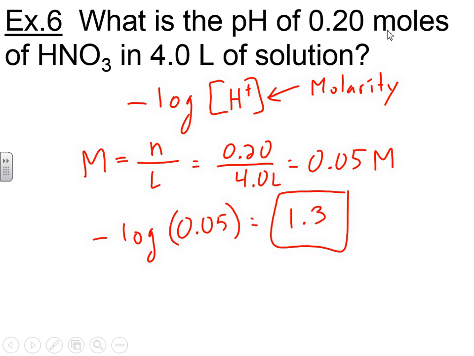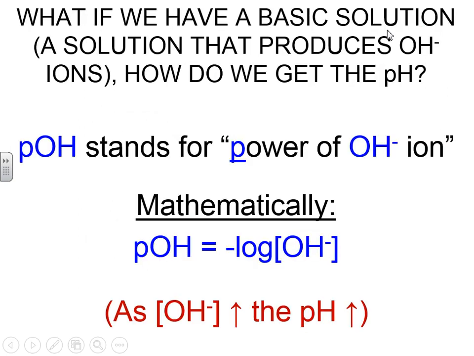Okay, what if we have a basic solution, not an acidic solution? How do we get the pH? So we determine something called pOH, which is, notice, very similar. pOH stands for the power of hydroxide ion. And mathematically, it's defined the same way. pOH equals negative log of OH minus. So realize as the amount of hydroxide increases in solution, which means we're becoming more basic, the pOH goes down, and the pH goes up because basic solutions have high pHs. So the equation is really much the same.